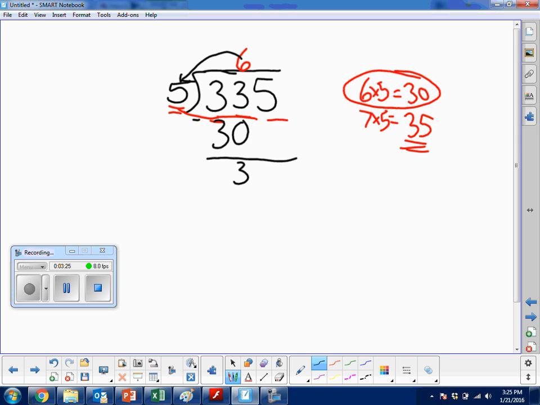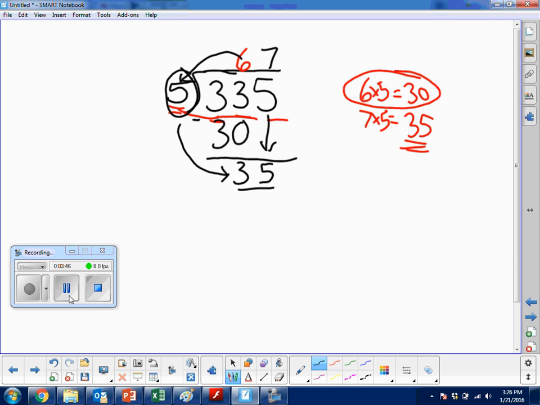My last step is I'm going to take this 5 and drop it down to get 35 right there. So now, how many times can 5 go into 35? I can tell you it can go into it 7 times. That's long division, and that's as far as we're going to go today.